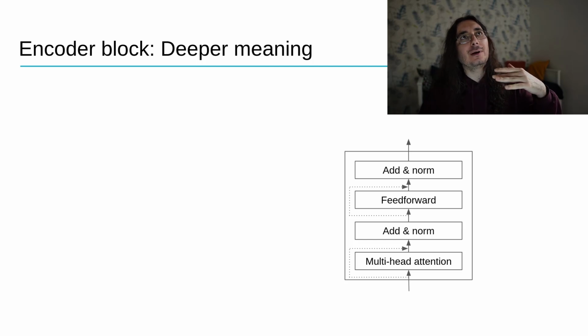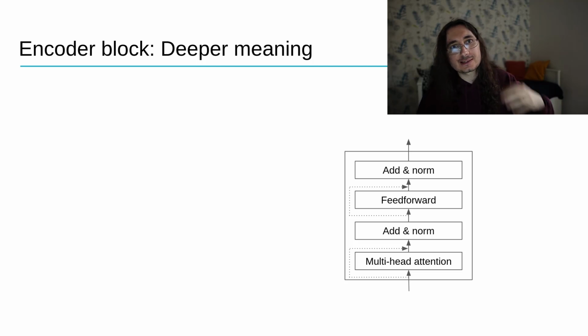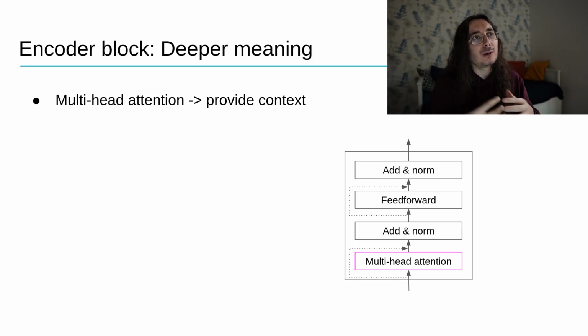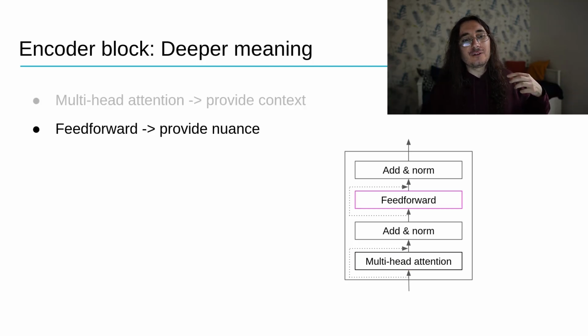I just want to give you the deeper meaning for each of these subcomponents. So the multi-head attention, as we saw, provides the overall context. It provides all these long-term relationships between each word and all the other words in the sequence. Then the feedforward layer provides nuance because it's able to add a degree of non-linearity that adds complexity and overall nuance to the types of representation that the model can learn.